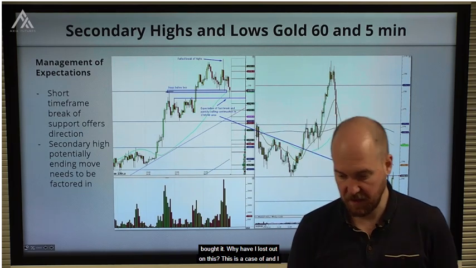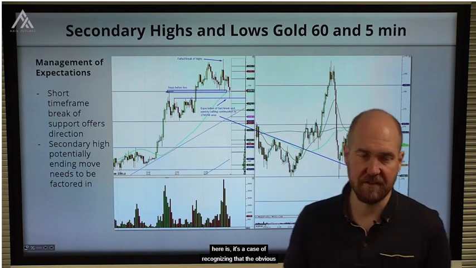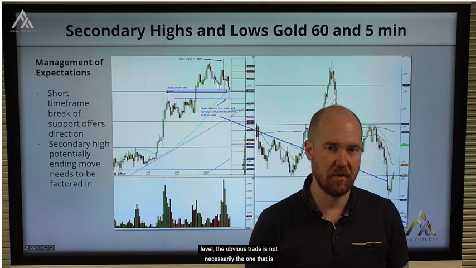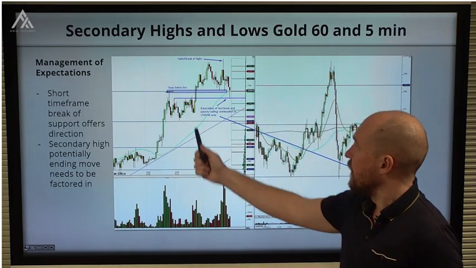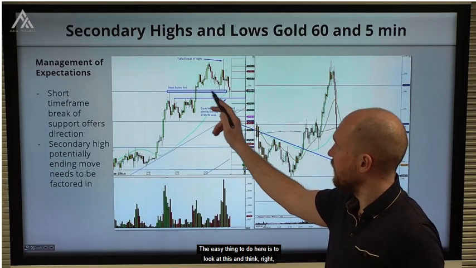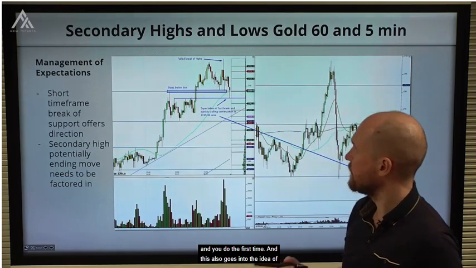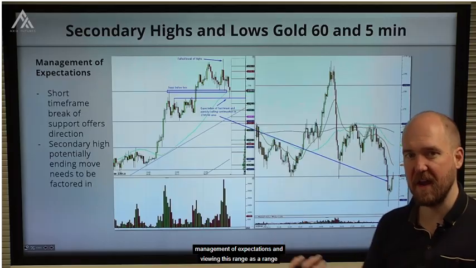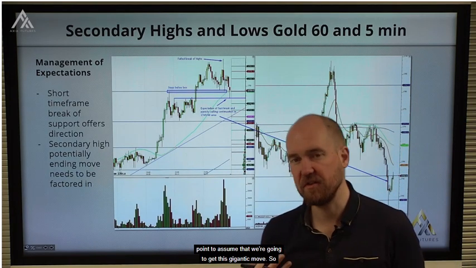And this is a case of, I think one of the things that's important to recognize here, is that the obvious level, the obvious trade, is not necessarily the one that is going to give you the reaction. The easy thing to do here is to look at this and think, right, okay, there's previous high, we're going to get a bounce from it. And you do the first time. And this also goes into the idea of management of expectations and viewing this range as a range you could trade through, but also not viewing this range as a point to assume that we're going to get this gigantic move.